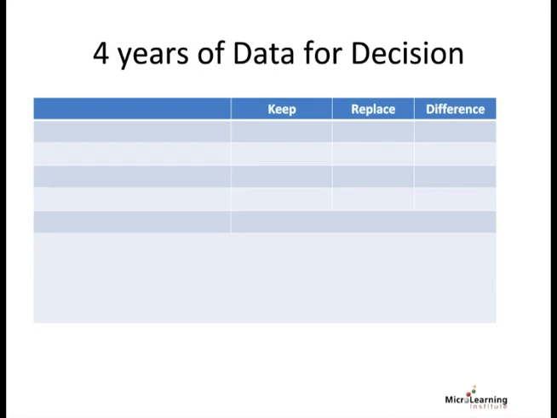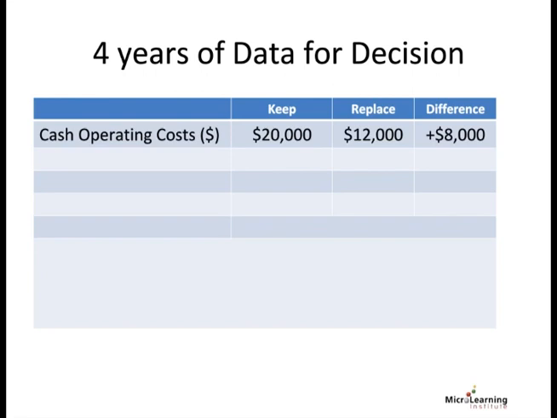So, in summary, we can tabulate the relevant information relating to the keep or replace options. We'll consider these options over a 4-year period. 4 years is the useful life of the proposed replacement machine. Over 4 years, the old machine will cost $20,000 to operate, while the proposed replacement machine will cost $12,000. These are future costs that differ between alternatives and are relevant to the keep or replace decision.